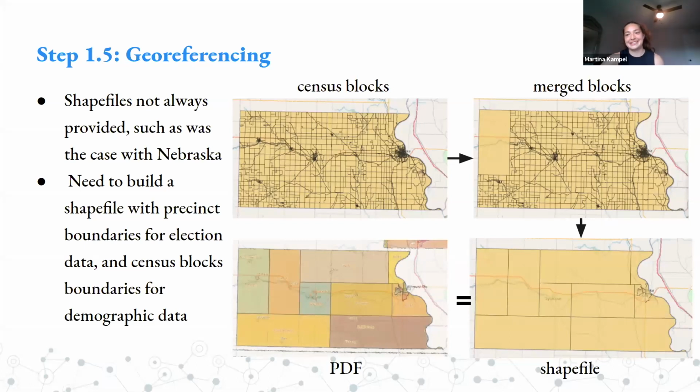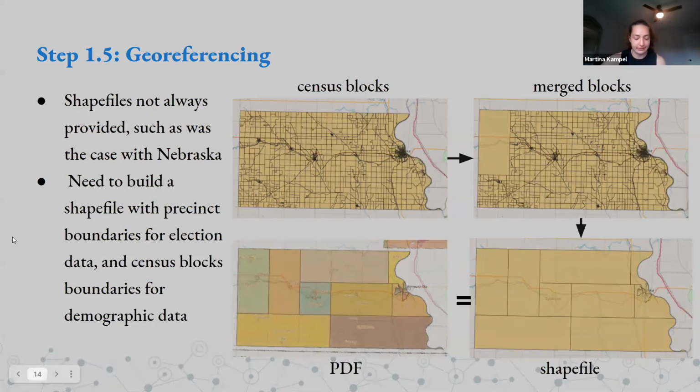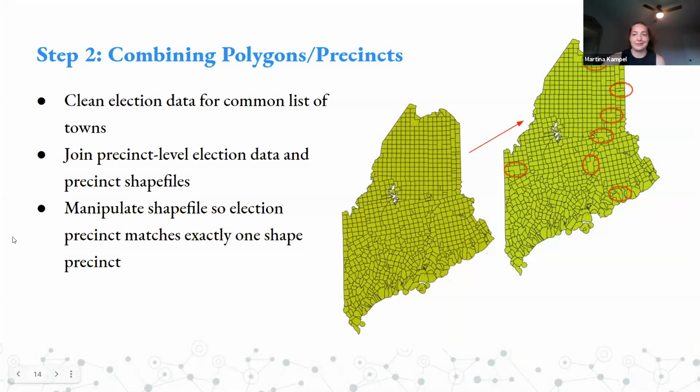However, some states were not as lucky. For example, Nebraska here, that team was only able to get a PDF of the data, so they had to convert it manually into a shapefile, and they did this by having to look through an actual map and the roads on the map and trying to line them up to create the shapefile. However, it was not the easiest ride.